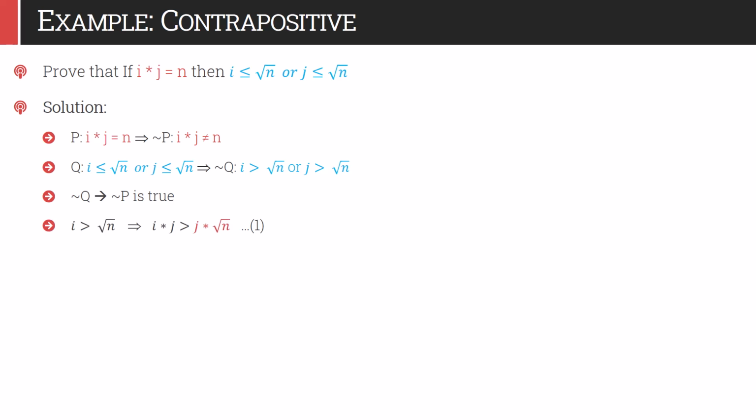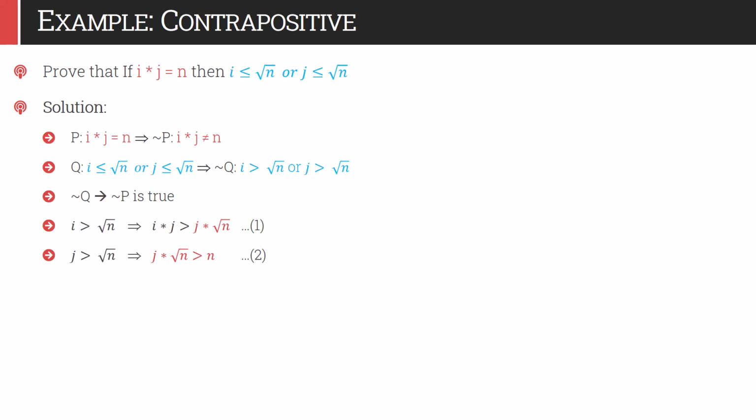One is i greater than root n. If we multiply on both sides by j, then we will have i times j, which is greater than j times root n. Let us call it equation number 1. The other part of the conclusion is j greater than root n. Again, if we multiply it by root n on both sides, then this would become j times root n greater than root n times root n, that is n itself. Let's call it equation number 2.